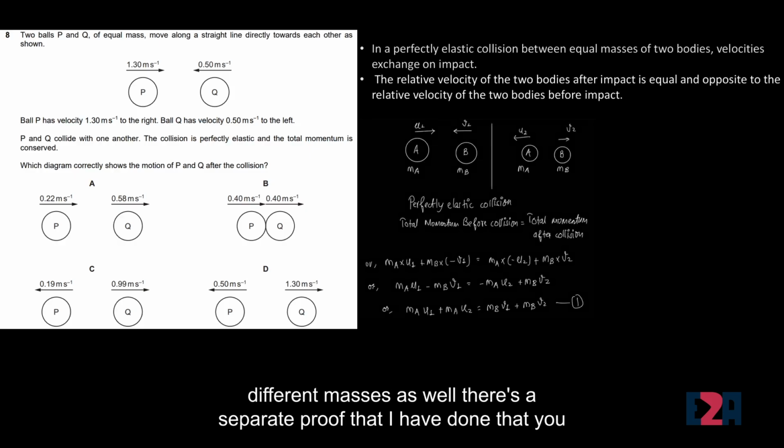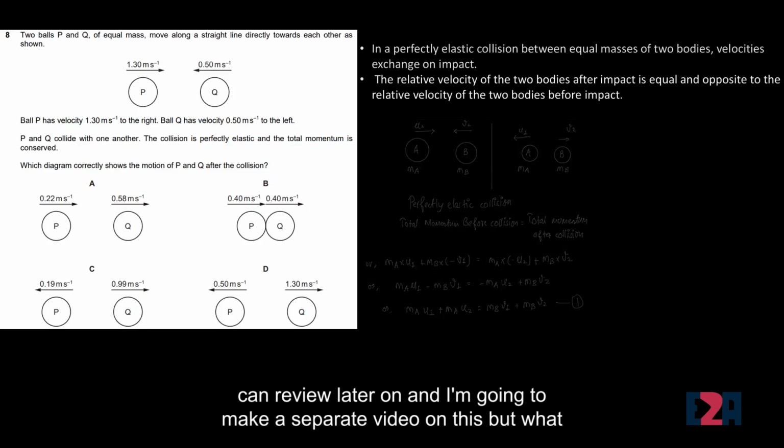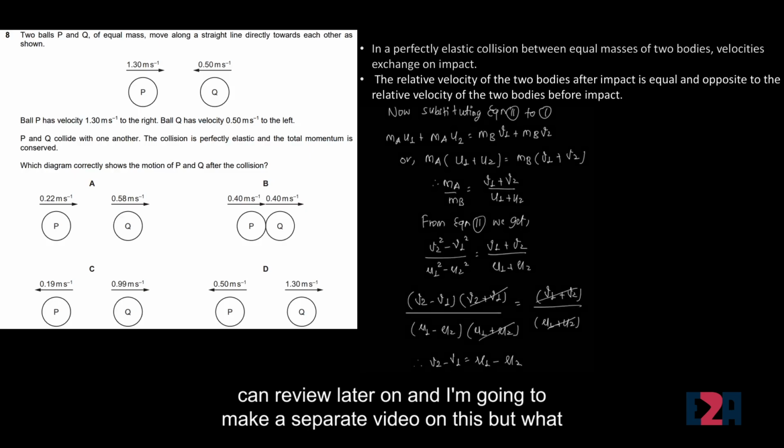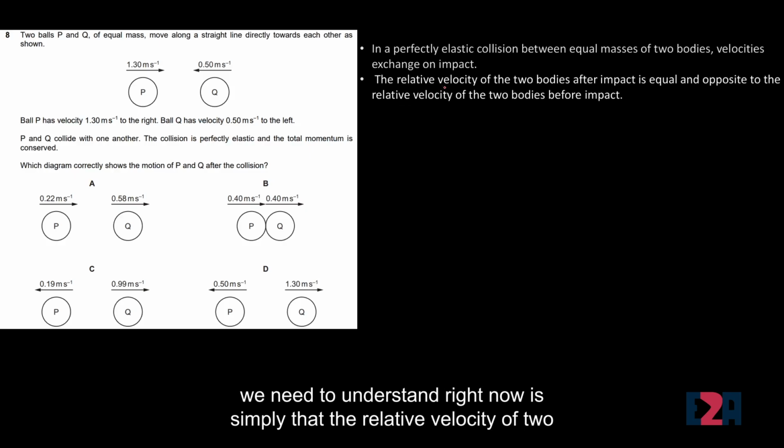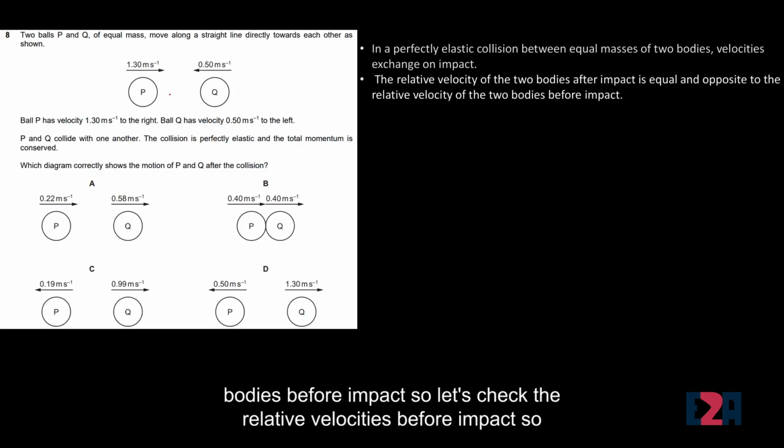There's a separate proof that I've done that you can review later on, and I'm going to make a separate video on this. But what we need to understand right now is simply that the relative velocity of two bodies after impact must be equal and opposite to the relative velocity of two bodies before impact. So let's check the relative velocities before impact.